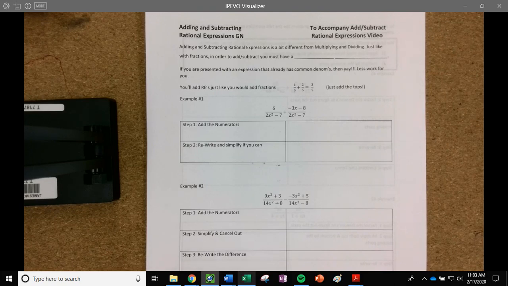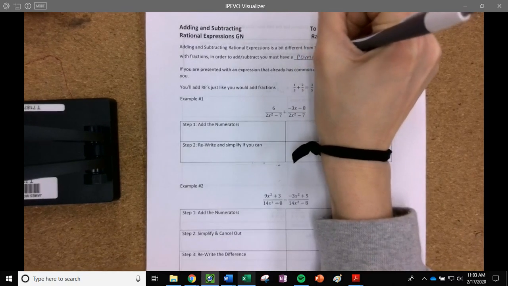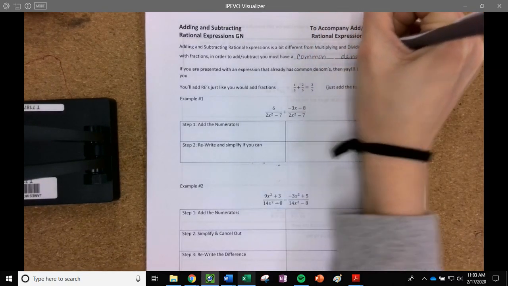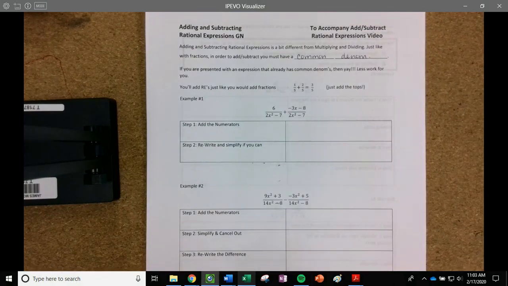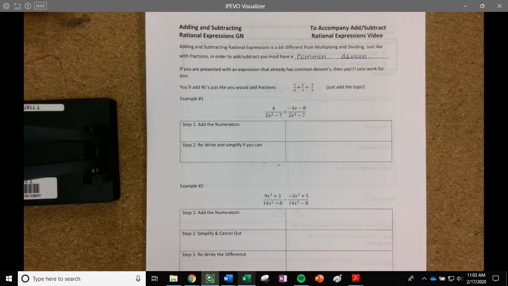Just like with fractions, in order to add and subtract rational expressions, you must have a common denominator. I'm going to abbreviate that as common denom because you know what it means at this point. So if you're presented with an expression that already has common denominators, then that's awesome. It's less work that you have to worry about.